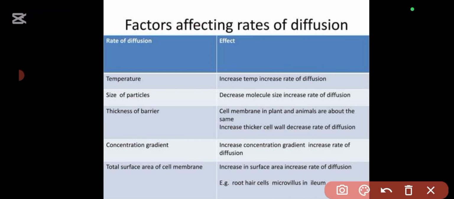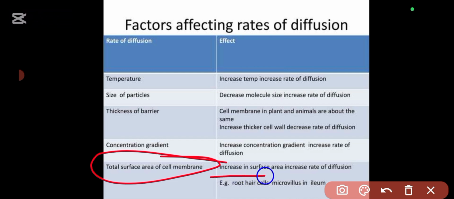Then the next one is total surface area of the cell membrane. When you increase the surface area of the cell membrane, there is an increase in diffusion. Diffusion happens faster when the surface area is increased. The higher the surface area, the higher the rate of diffusion. That is what we see in the microvillus of the ileum, our small intestine, which has a large surface area. Because of that, absorption of nutrients from the food is made possible.